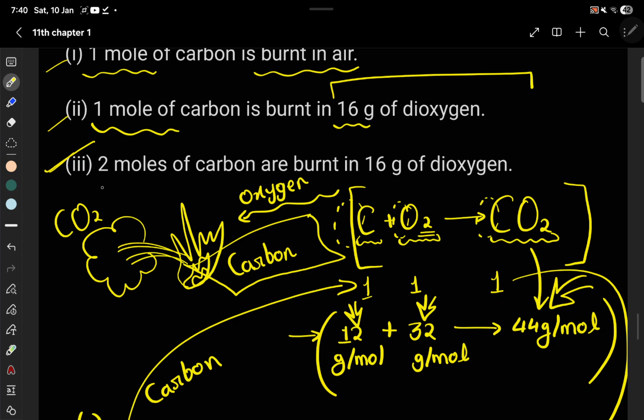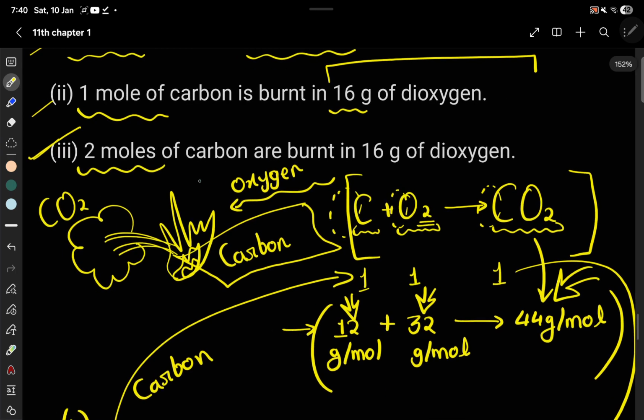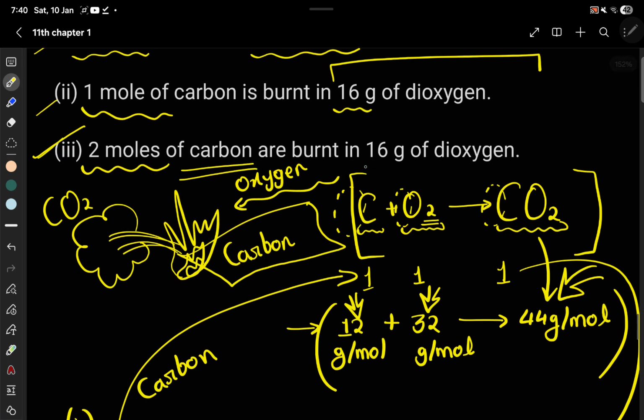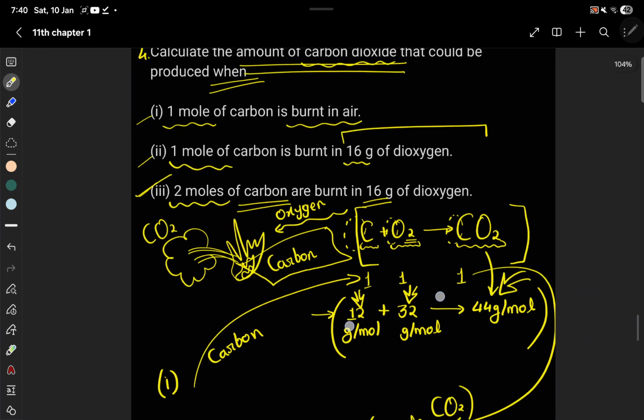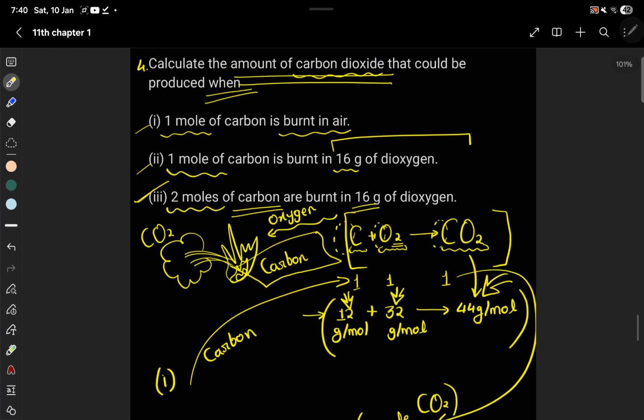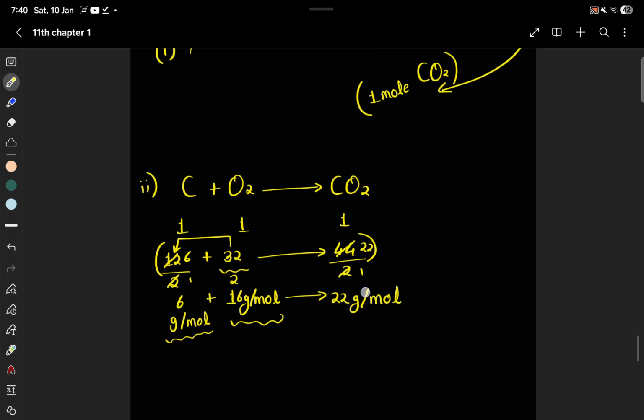About the third one, here they are telling you, if we are just going to double the amount of carbon over here, and we are just going to keep the amount of oxygen at just 16 gram, which is just half, how much carbon dioxide is going to be produced? Let's cater to this question again, as we are looking at it for the first time.